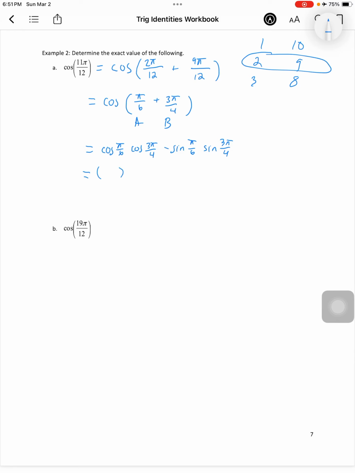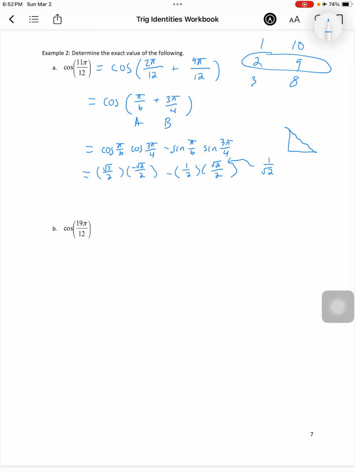So we're just going to evaluate this into the exact values. This is a question you guys saw in the other trig unit. So using your CAST rule and the special triangles, it's going to be square root 3 over 2 times negative square root 2 over 2 minus 1 over 2 and square root 2 over 2. For these types of questions, you have square root 2 over 2. This is the same thing as 1 over root 2, but I always recommend students rationalize it so that it's easier when you combine your denominators later.